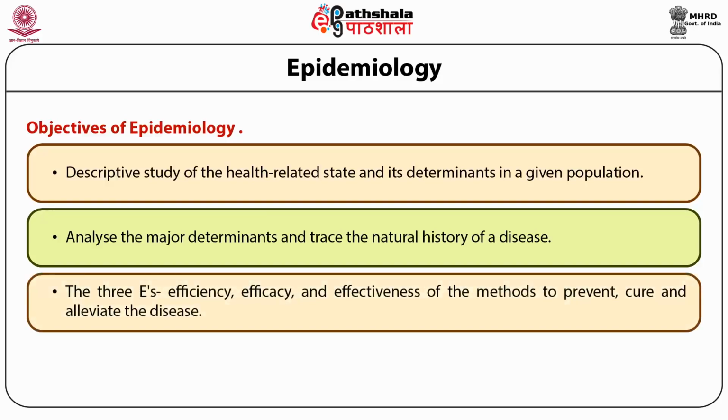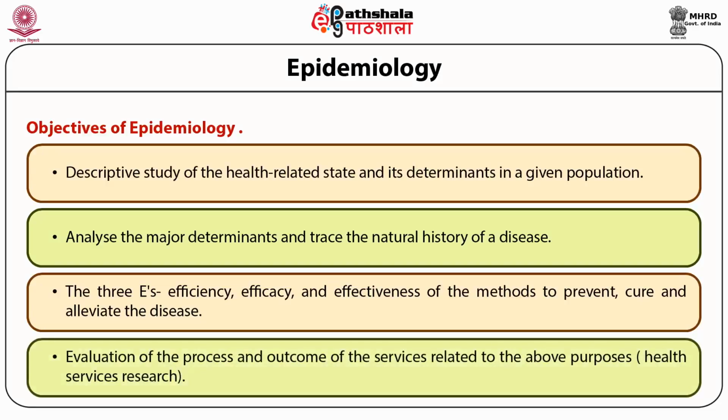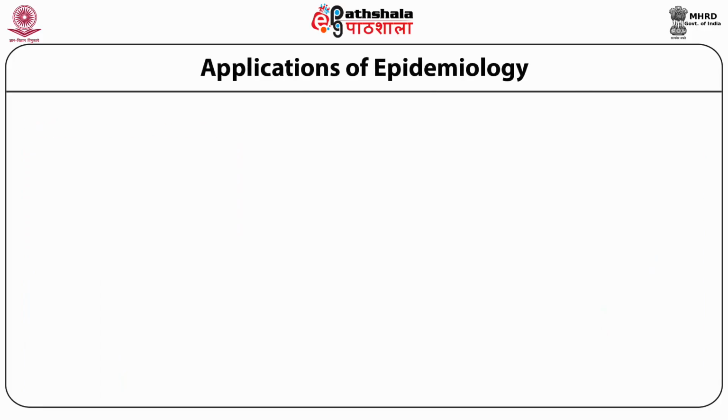Third, the three E's. What are these three E's? That is efficiency, efficacy, and effectiveness of the methods to prevent, cure, and alleviate the disease. And lastly, evaluation of the process and outcome of services related to the above purposes.